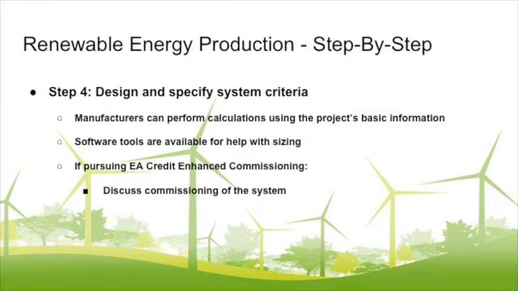Step 4. Design and specify system criteria. There are resources available to aid in planning and designing a renewable energy system, including software tools, which may be a helpful element in this step. The manufacturers require basic project information to perform their calculations. If pursuing EA Credit Enhanced Commissioning, discuss the commissioning of the system at this time.